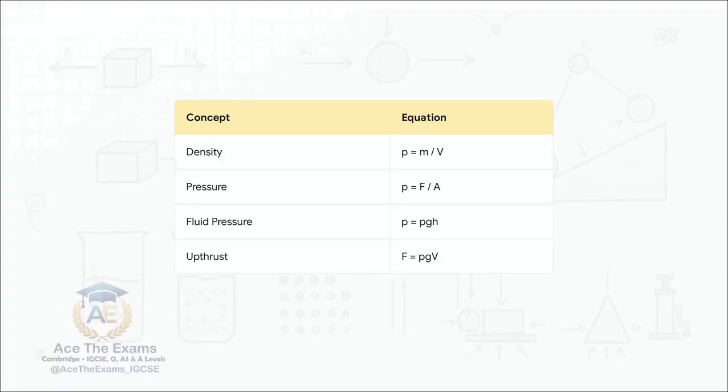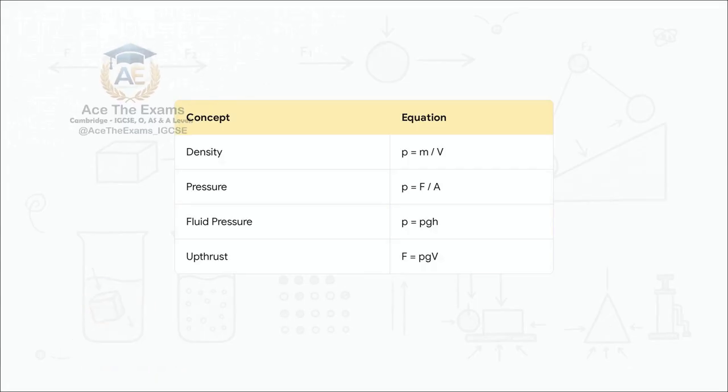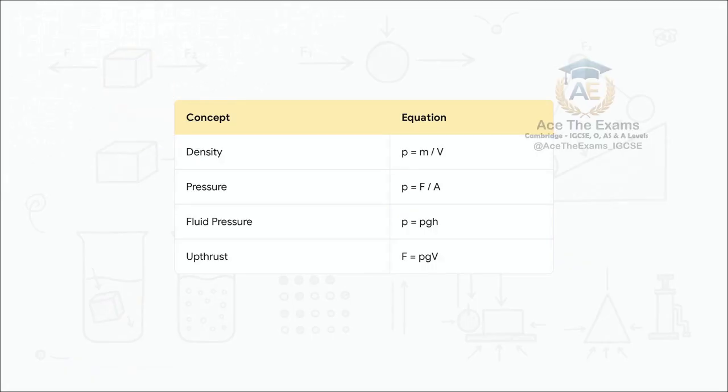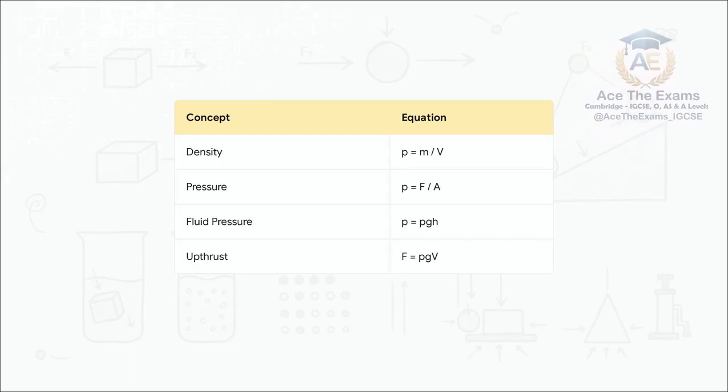To bring this entire system together, here is your high-yield cheat sheet summary table of the absolute must-learn equations from this unit. You need to commit these to memory. We have our standard foundational equations for density and pressure, positioned right alongside our derived fluid pressure equation, and the resulting upthrust equation. Ensure you know not just the letters, but exactly when and how to apply each one of these effectively depending on the scenario.